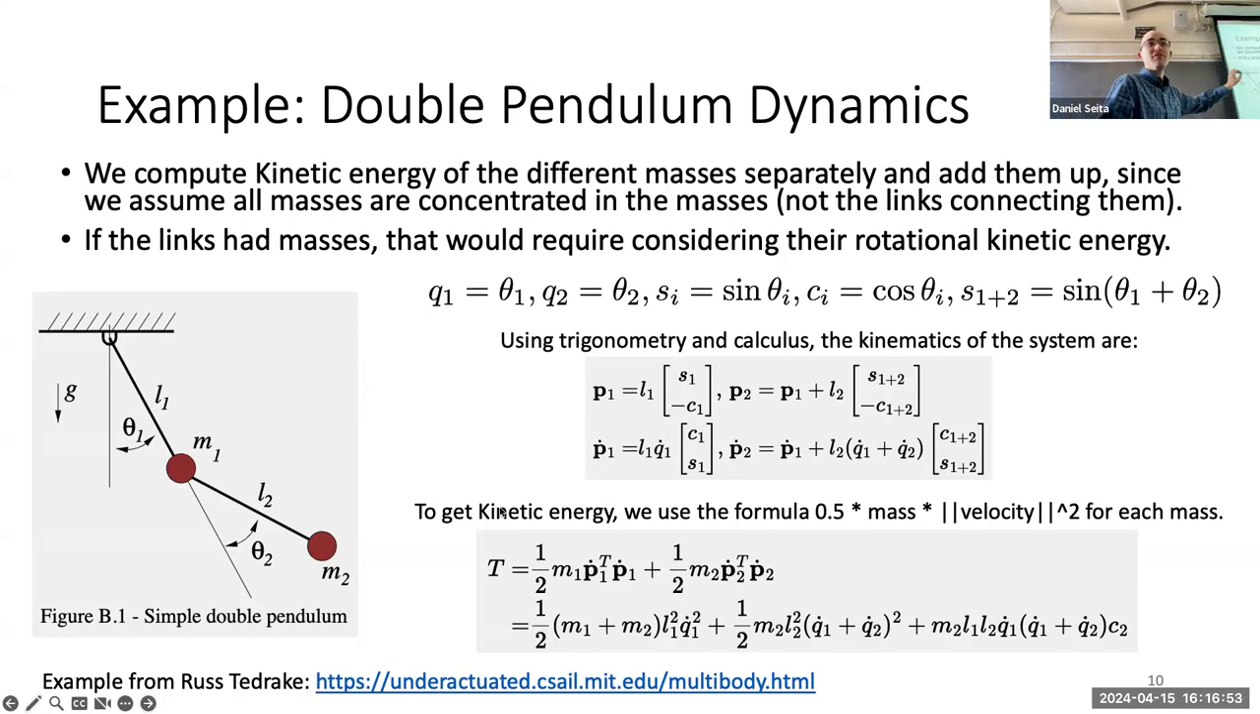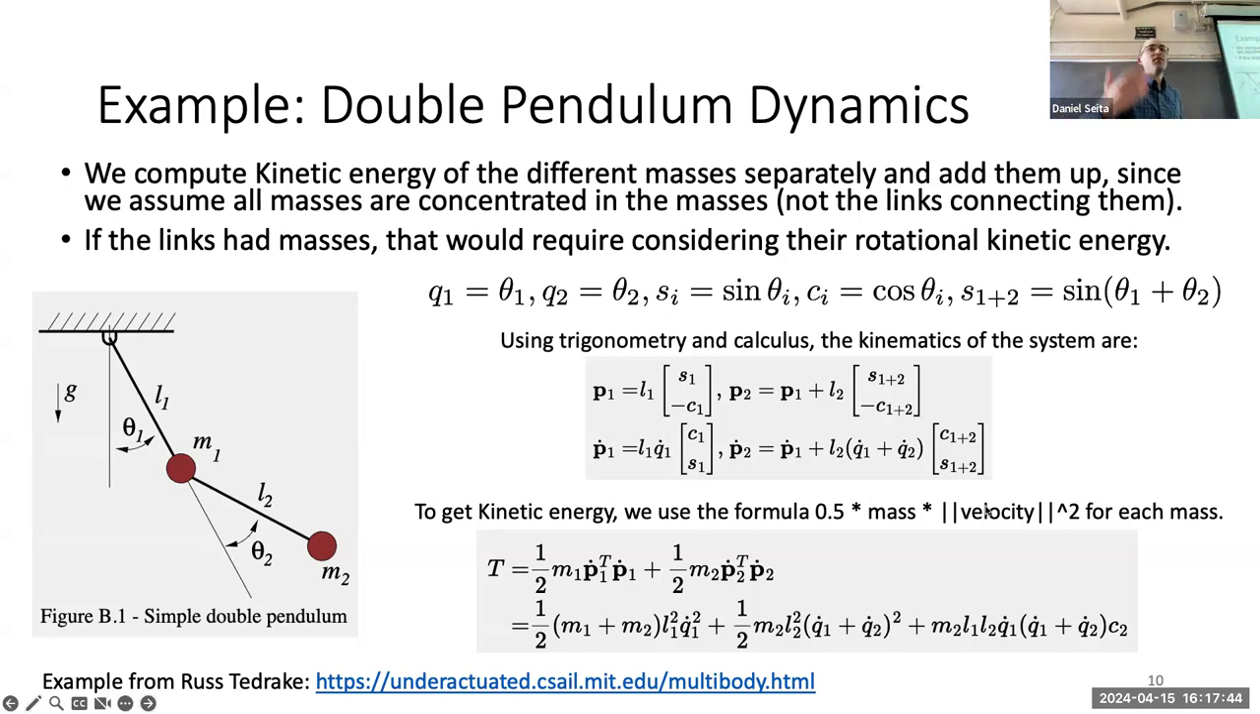My interpretation of this example is that we have this double pendulum and the links have no mass. If we assume the only mass is in M1 and M2, and that those masses don't rotate but just translate in 3D space, then we only have the translation part of the kinetic energy. And we have two masses, so we sum up every body in the system, and then we use this formula.